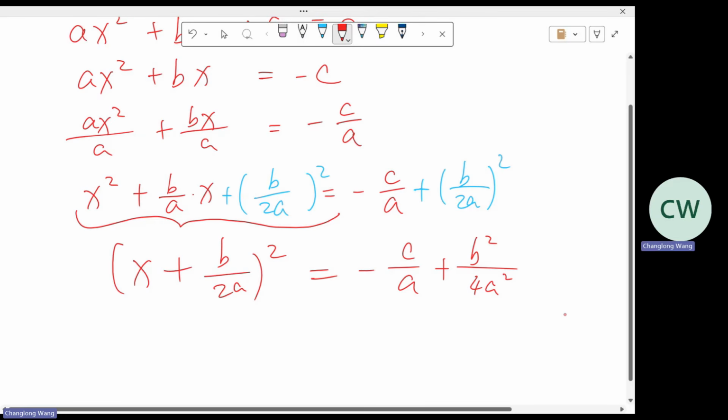Now, my question is, is 4a squared also a multiple of 4a squared? Yes, right? Any number is a multiple of itself. Well, a number is a factor of itself, right? And therefore, it works. All right, now we're going to use the least common multiple.